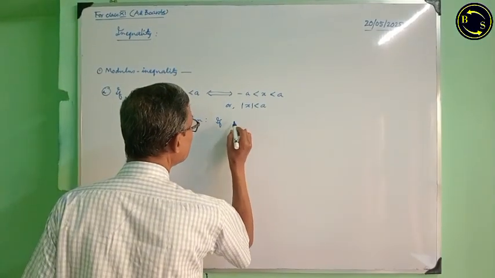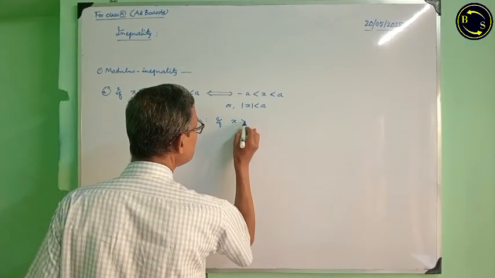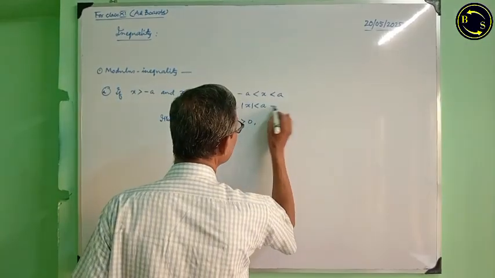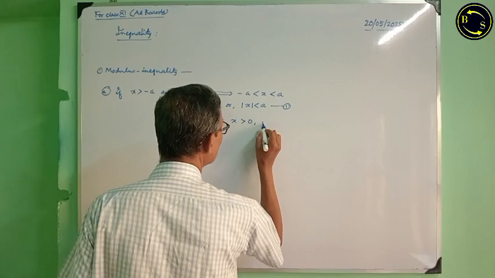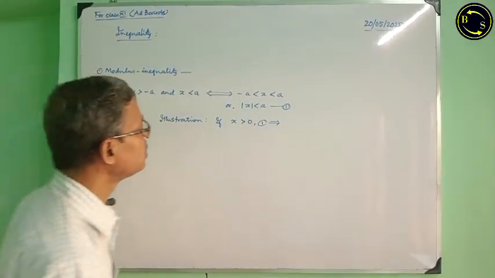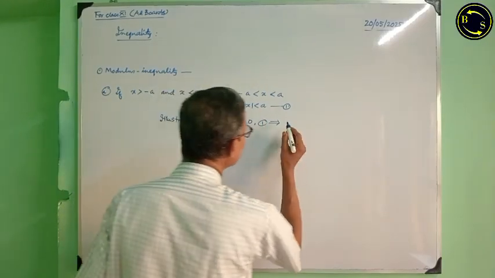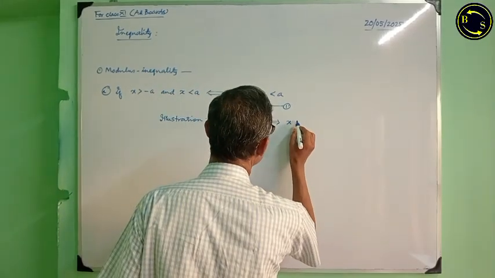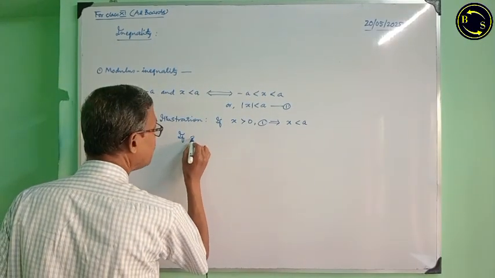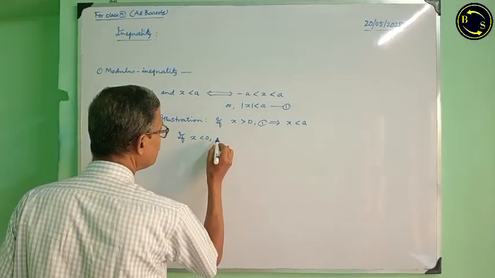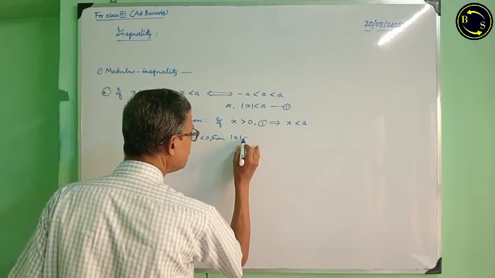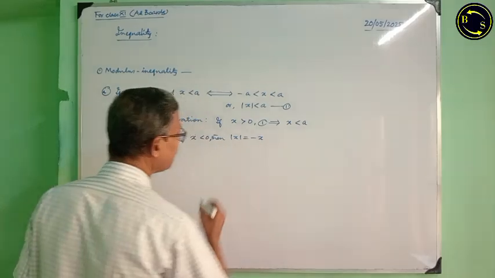If x be positive, then if I call this 1, it implies modulus x is positive, therefore x less than a. If x less than b, then modulus x is minus x.